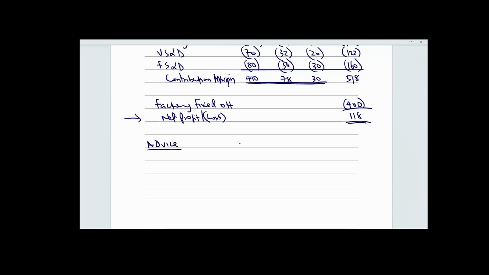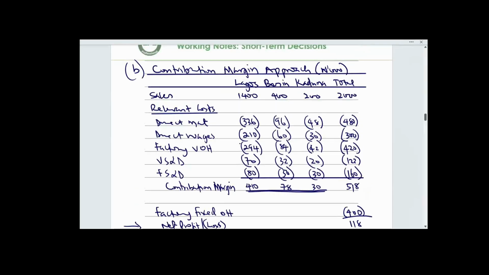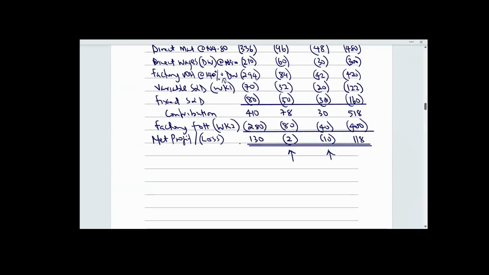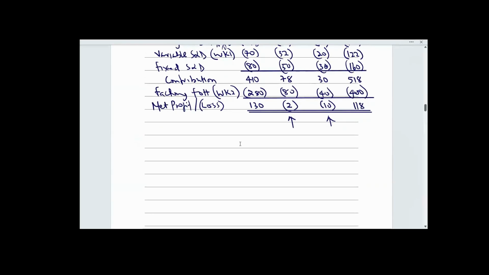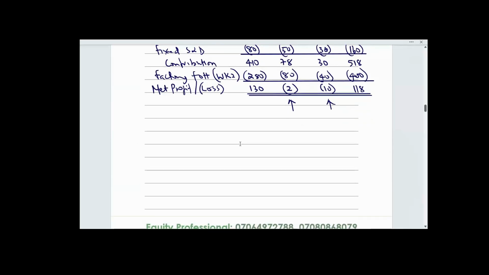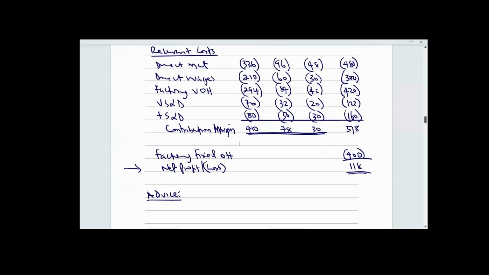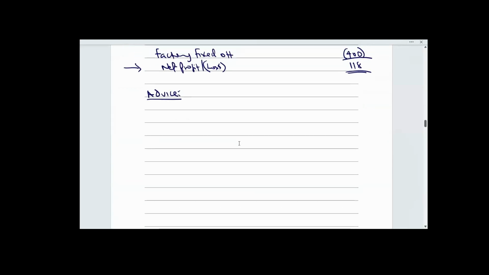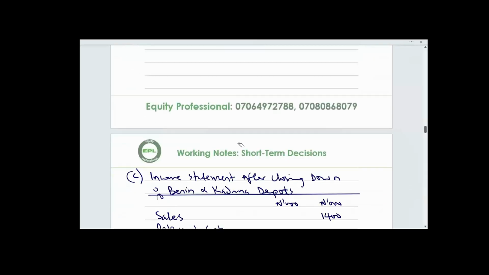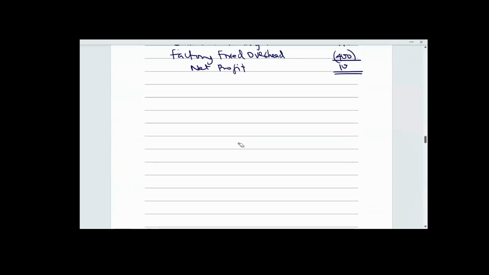The company wants to close down the Benin and Kaduna depots because they are operating at a loss. Benin generated a loss of 2,000 naira, while Kaduna generated a loss of 10,000 naira. The management of Ife Sinachi Limited is now thinking of closing Benin and Kaduna. So if the company closed Benin and Kaduna, what will be the impact? We have identified the impact that the profit will reduce from 118,000 naira to 10,000 naira. That's the advice.